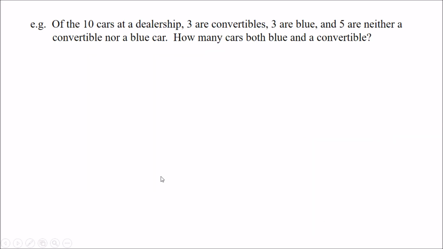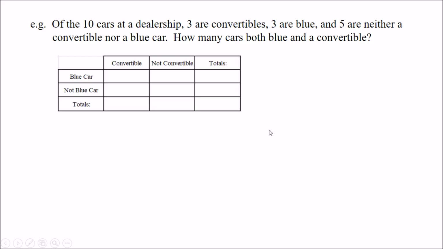Of the 10 cars at a dealership, say 3 are convertibles, 3 are blue, and 5 are neither a convertible nor a blue car. How many cars are both blue and a convertible? Well, let's do this one by a two-way frequency table. I set up convertibles in the first column, non-convertibles in the second column. I set up blue cars in the top row, non-blue cars in the row beneath it.